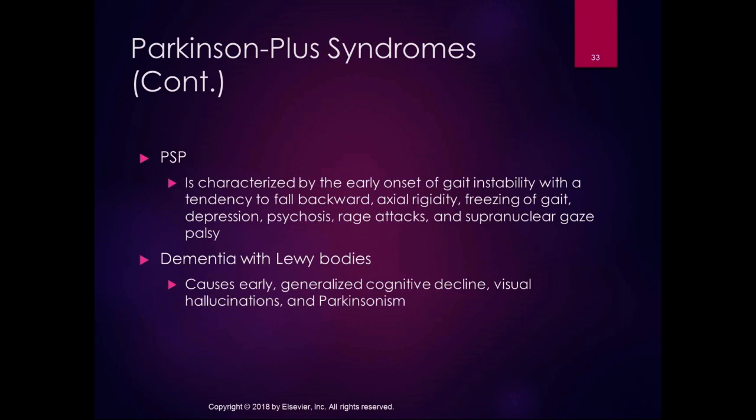So PSP is characterized by early onset of gait instability with a tendency to fall backwards, axial rigidity, which is also common in idiopathic Parkinson's, freezing of gait, depression, psychosis, rage attacks, and that supranuclear gaze palsy, the doll's eyes thing that I was talking about. Lewy body dementia causes early generalized cognitive decline, visual hallucination, and that Parkinson's-like movement.